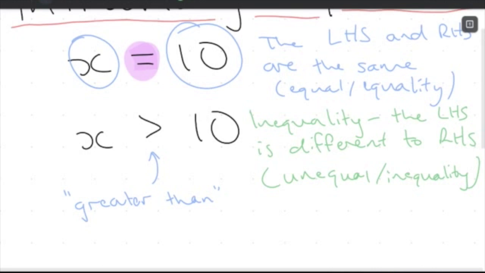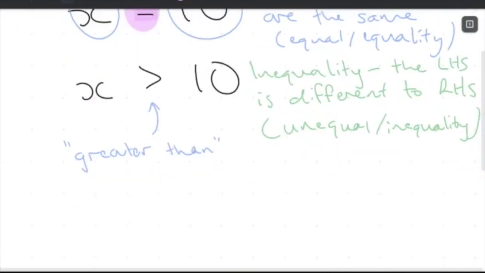So x can be 11, 22, 1042, 36.5. It doesn't really matter. It's any number. The information this is communicating is that x is any number greater than 10. That is what we're talking about here.